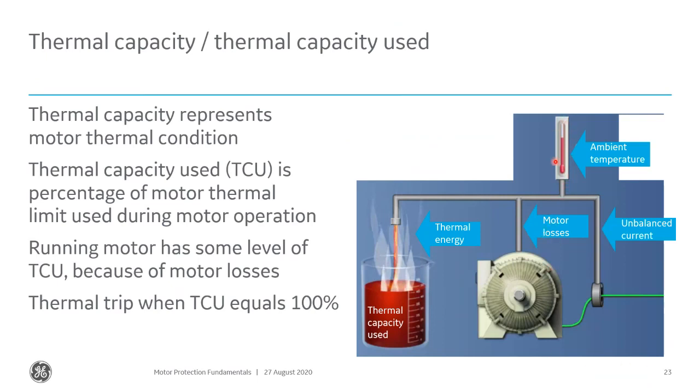And the picture here is showing that there's a certain amount of ambient temperature in the motor. There is unbalanced current that adds to the thermal capacity used. Motor losses will add to that, and all of that is thermal energy that is built up in the motor. And you can consider as the motor starts and these various losses and problems occur, the thermal capacity gets used. As the motor runs, then there's a certain amount of cooling, and this thermal capacity used will come down and hit some sort of equilibrium.